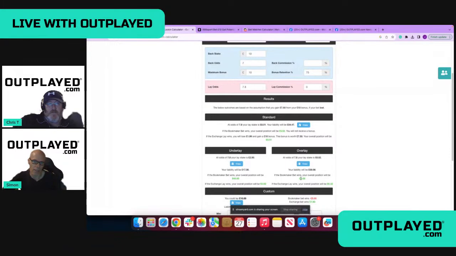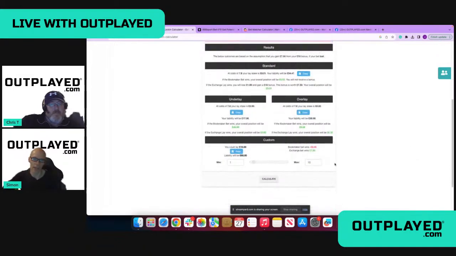Overlaying means that you get no profit at all if your back bet wins, and you make slightly more, 80p more profit, if the lay bet wins. So you'd almost never want to overlay it. You might want to underlay it. And again, you've got a custom one there.